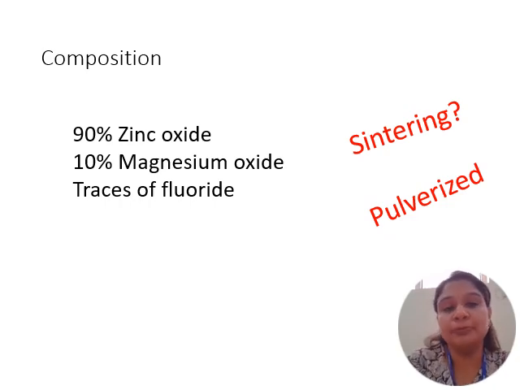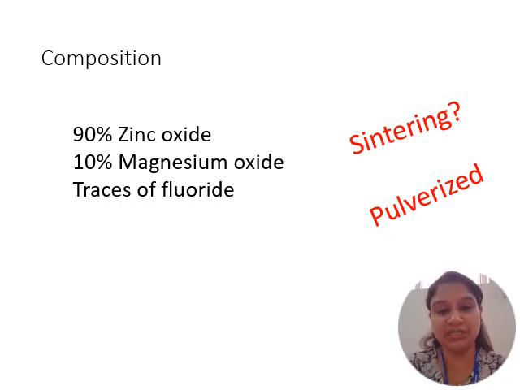So coming to the composition of your zinc polycarboxylate, let's take the powder first. So in the powder we have 90% of zinc oxide, 10% of magnesium oxide and traces of fluoride. So 90, 10 and traces of fluoride.